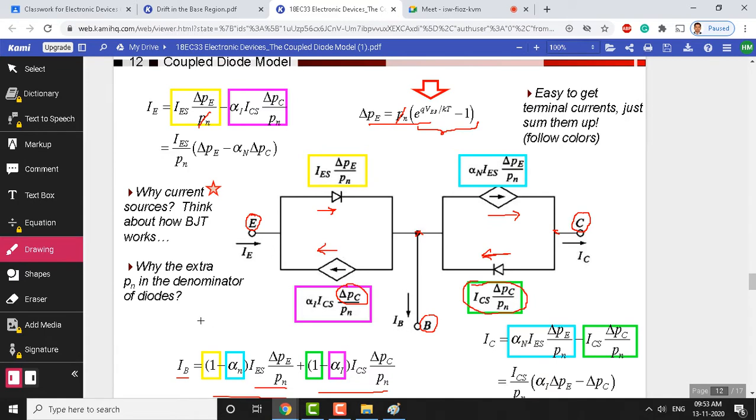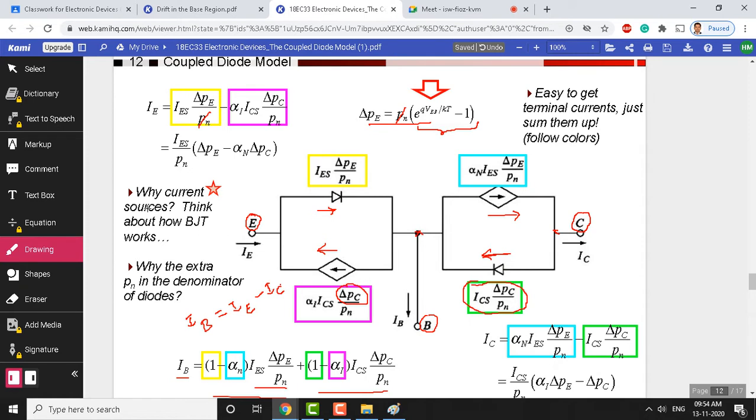So, that means you can obtain the base current equation if you know the emitter current and collector current equations. I have shown this base current derivation by just analyzing the current flow within this coupled diode model. You can also obtain this base current expression by just subtracting the collector current from the emitter current. We know that IB is equal to IE minus IC. You can use this equation, and if you just substitute the emitter current equation and collector current equation and simplify, you will get back this base current equation.